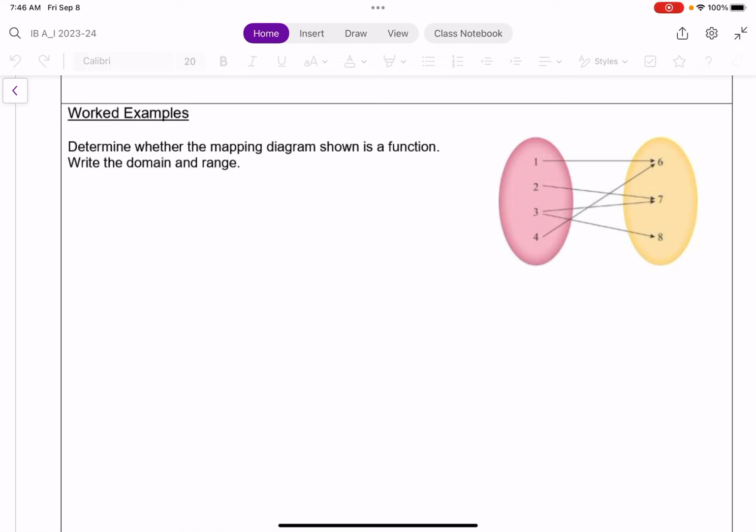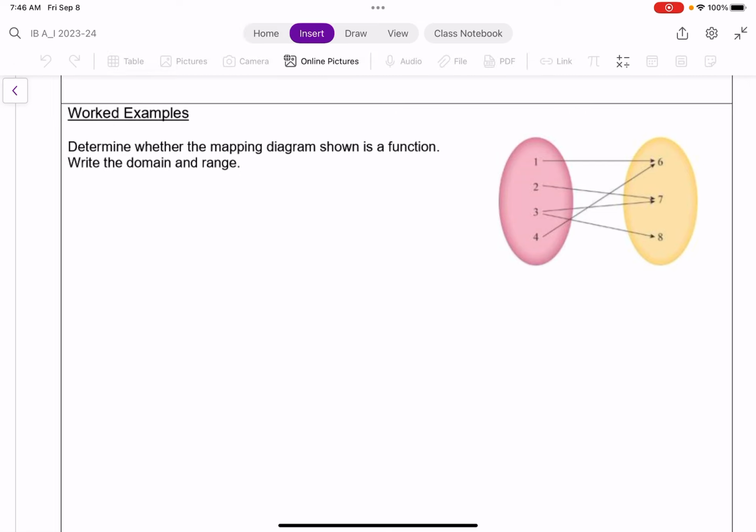So the phrases domain and range should sound familiar. And most of this lesson is review, although some of the types of questions we'll be asking will probably go beyond what you would have seen in a previous course. But here we have a mapping diagram showing you a relation. And the question is, is it a function or not?